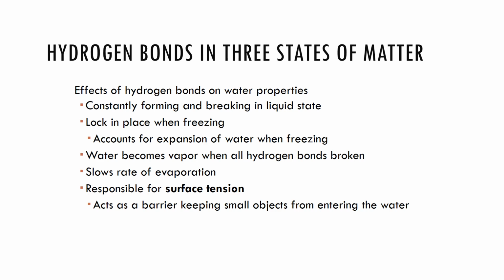The effects of the hydrogen bonds do contribute to some of the properties of water. They're constantly forming and breaking when water is in its liquid form. However, when frozen, they lock in place, and this accounts for the expansion of water upon freezing. When water goes to the vaporous state, all hydrogen bonds are broken. This slows the rate of evaporation, and this also contributes to the surface tension property that we see with water.